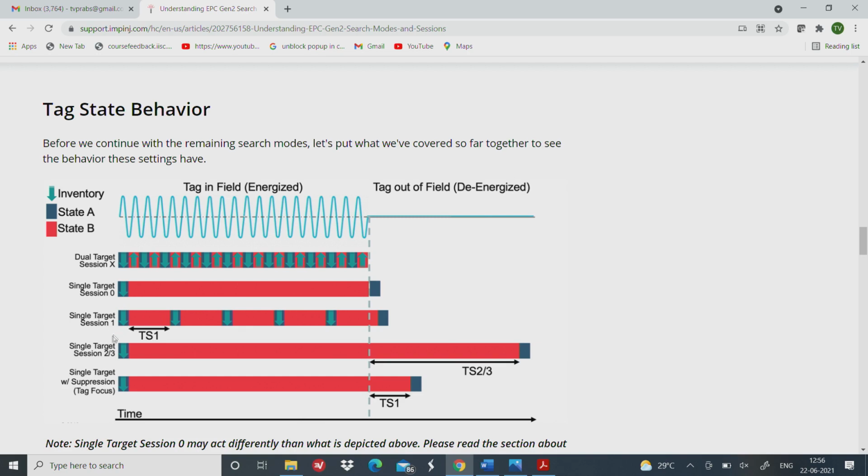Similarly, in single target session 1 you will see that the tag reads are sparse, but it is not as bad as session 0. You get one tag read, then there is a certain period in which it remains in state B and then it comes back, gives you another tag read, then goes back and remains in state B and so on. Also when you remove the power, it remains in state B, it honors the duration of state B.